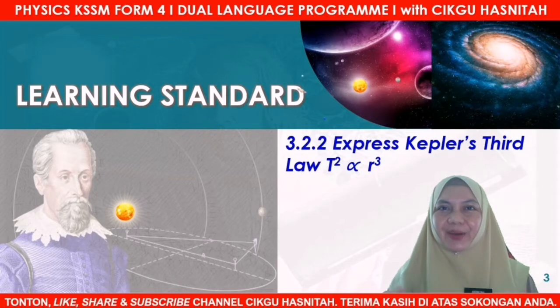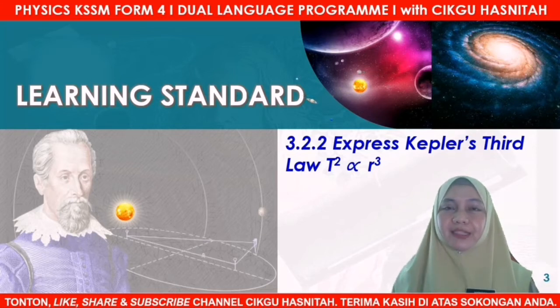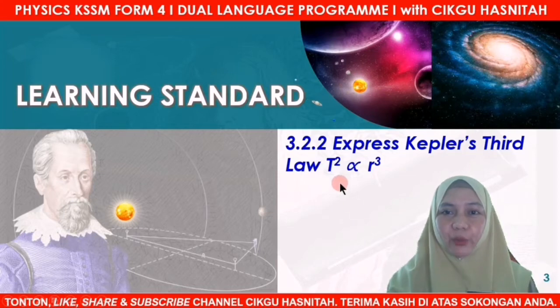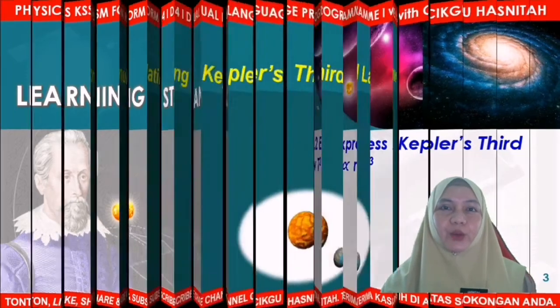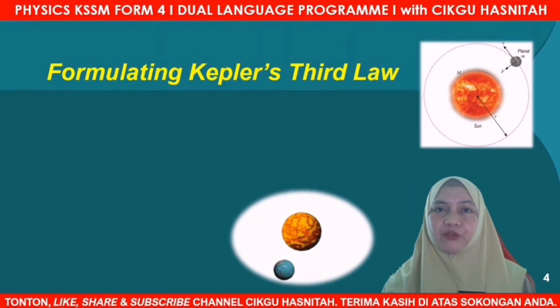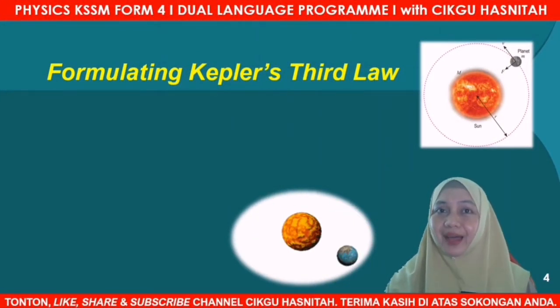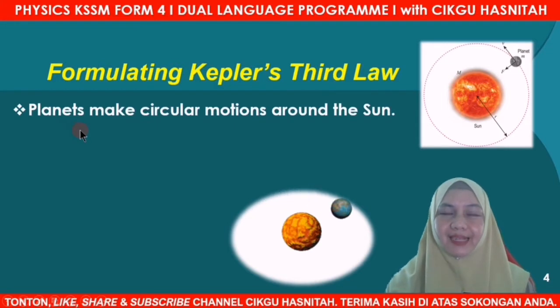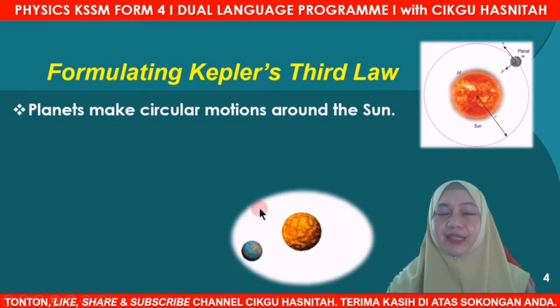Alright students, so if you are ready and good to go, without further ado, let us begin with our discussion on the second learning standard on how to express Kepler's third law where T squared is directly proportional to r cubed. So in order to formulate Kepler's third law, first and foremost, you must understand that all planets in the solar system make a circular motion around the sun.